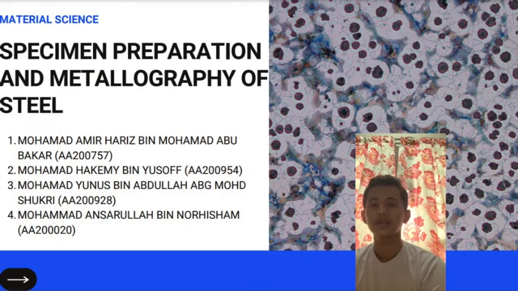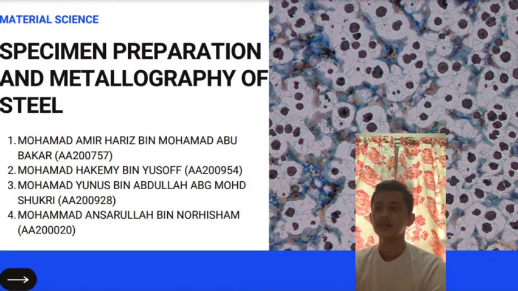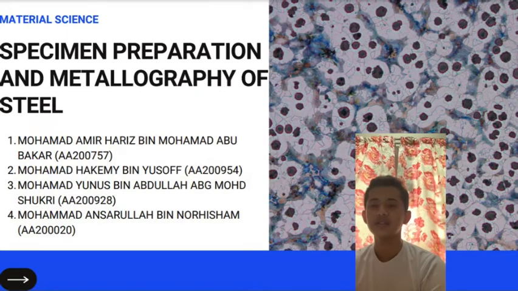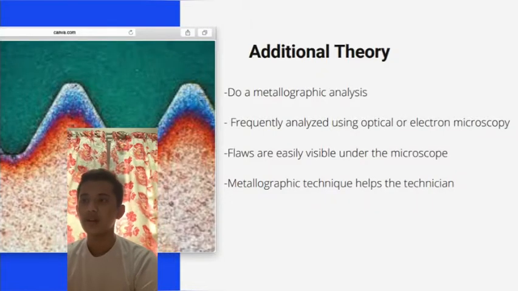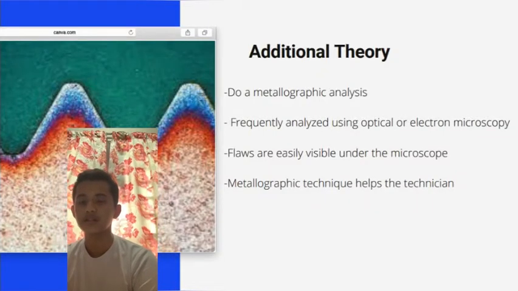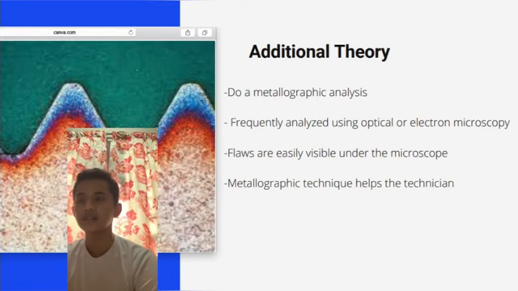Today, my group will present about specimen preparation. I will start with the additional theory. In order to examine the microstructure of steel, metallography is important. Most important thing is quality control. Cutting metals has some side effects. It will alter the surface properties and result in the formation of deformed layers on the surface.